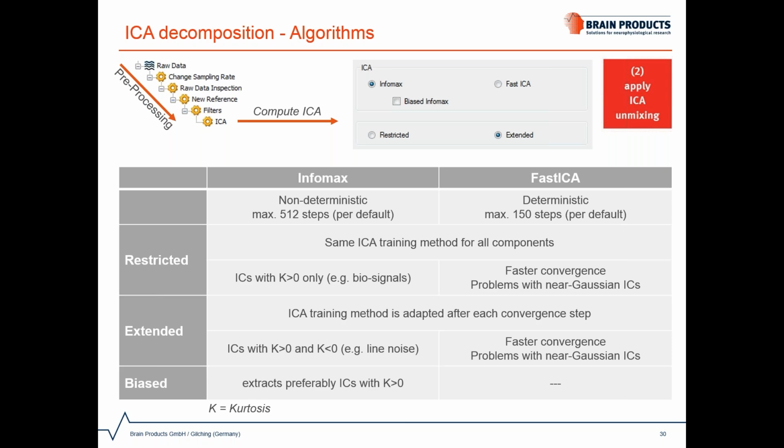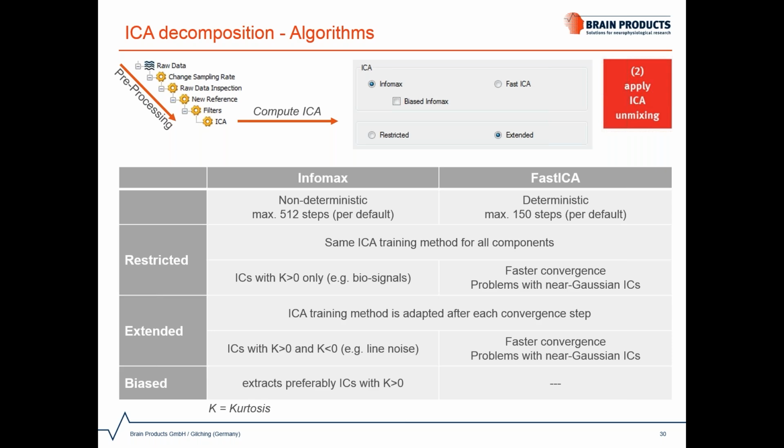Different is also the number of steps, 512 versus 150. The maximum value, of course, only takes effect if the algorithm does not converge beforehand. And since Fast ICA is supposed to run faster under ideal circumstances, a smaller number of maximum steps seems also reasonable. However, Fast ICA may actually not run faster if it has to struggle with a lot of weak components, which are almost Gaussian in their distribution. And in fact, those occur quite often in EEG data.